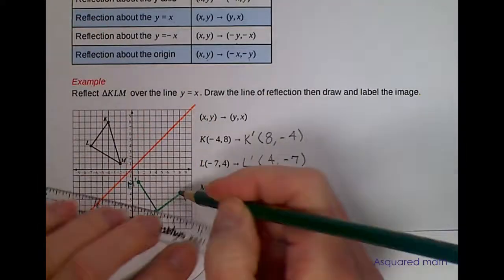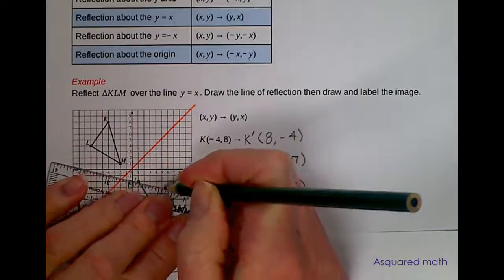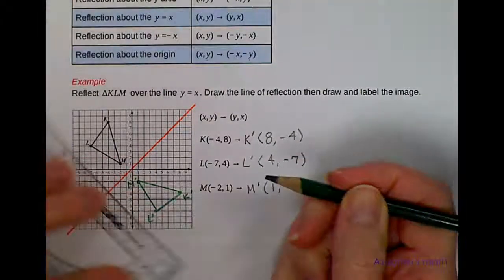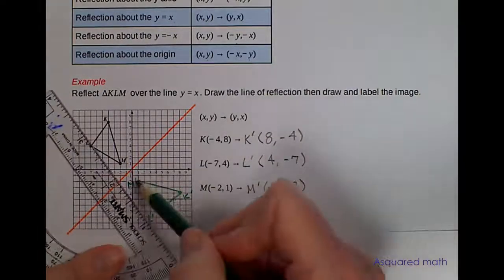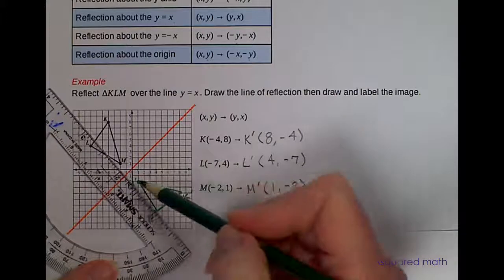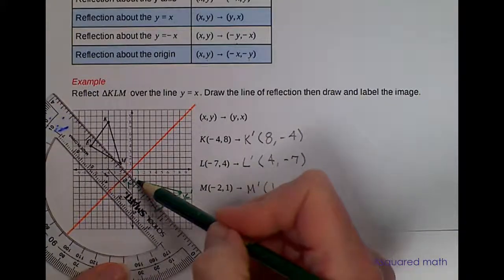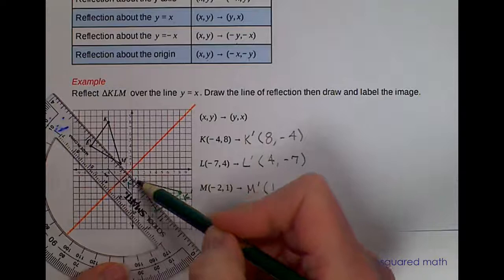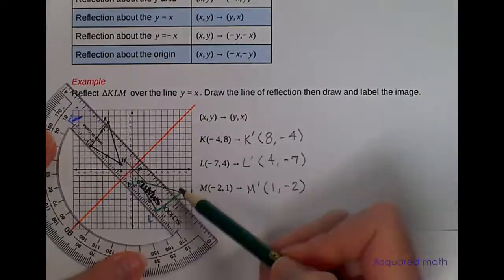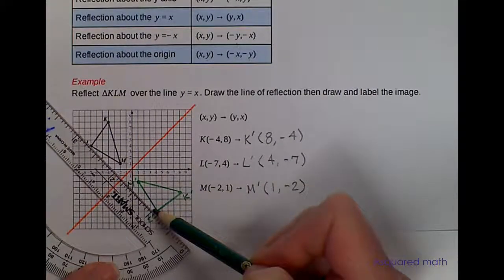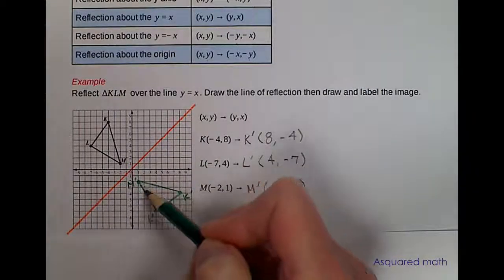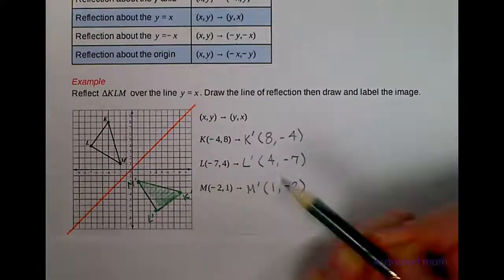We can double check by eyeballing it with a straight edge to see if all of our points are perpendicular to the line of reflection and approximately equidistant from it. M and M prime look perpendicular to this orange line, the line of reflection. K and K prime look perpendicular and equidistant. And then L and L prime look perpendicular and equidistant. So this green triangle here is our reflected image.